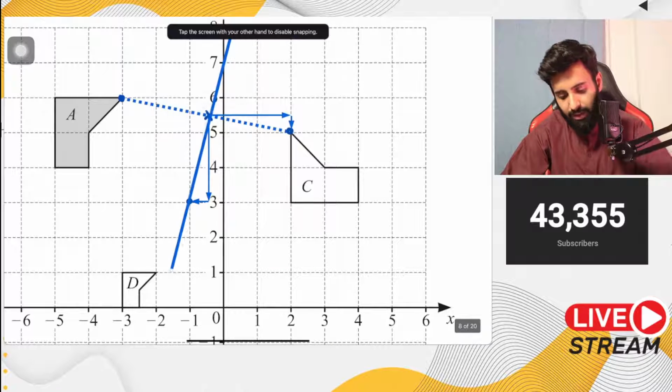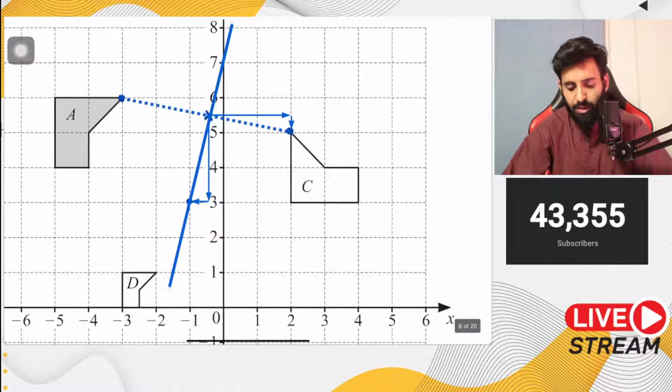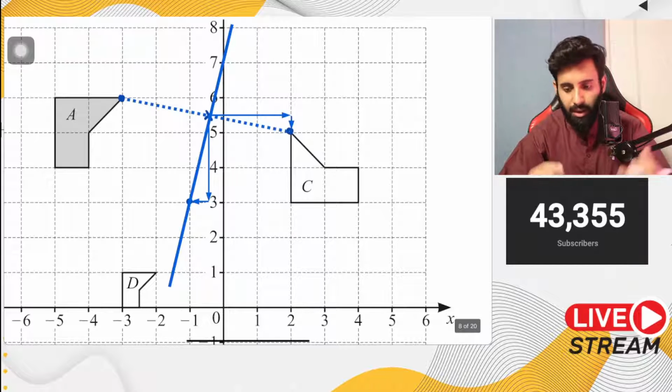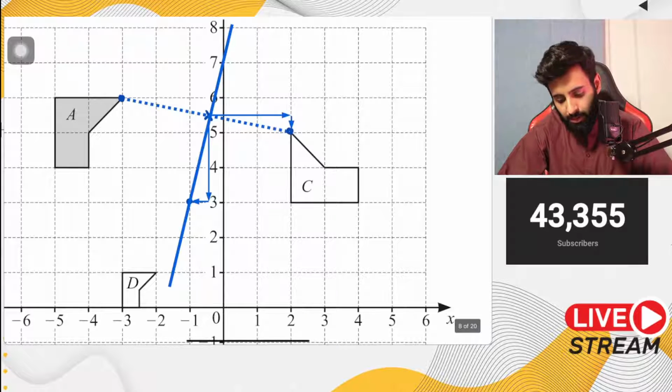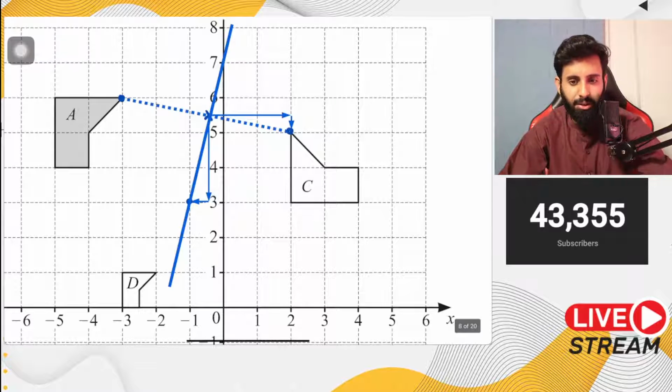Now all of this you can do using your compass as well, but I'm just trying to avoid that method. I can't do that over here physically. But once you learn this method, I've made a video on it as well, I'm pretty sure you're going to let go of the compass method. I'm pretty sure about that.